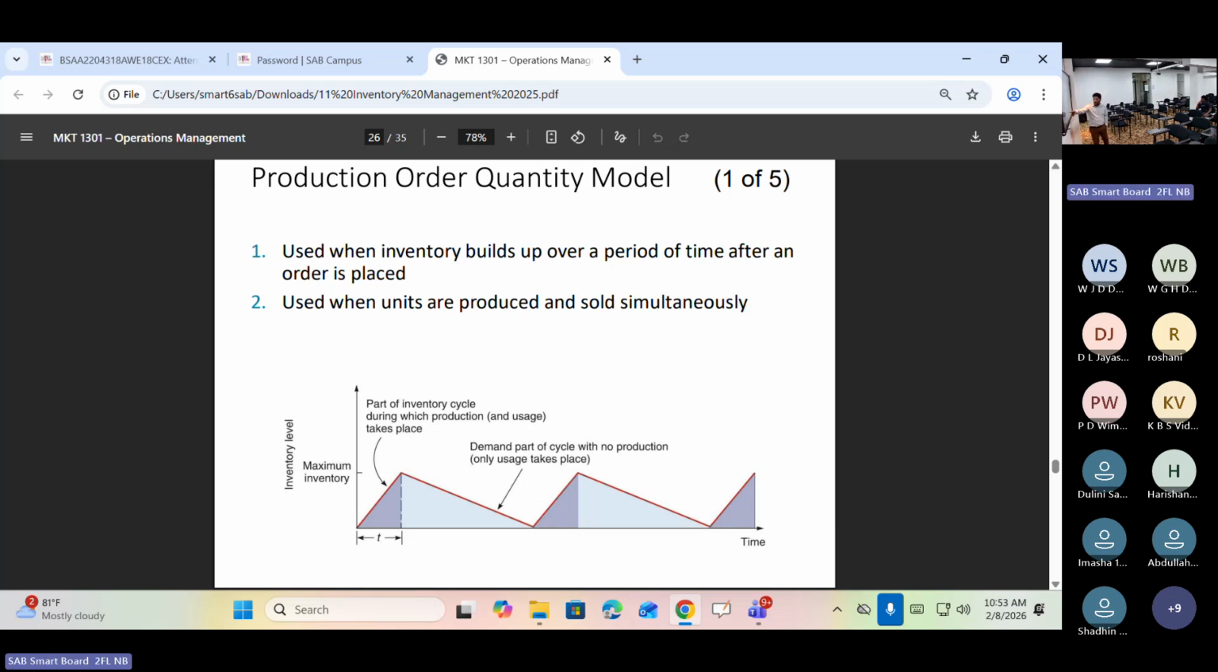You have a period, the production run, denoted by simple T here. We call it the inventory cycle. You run it for a few days, you get production while you are consuming. After the production run is over, you only consume. So the maximum inventory level is different from the EOQ.